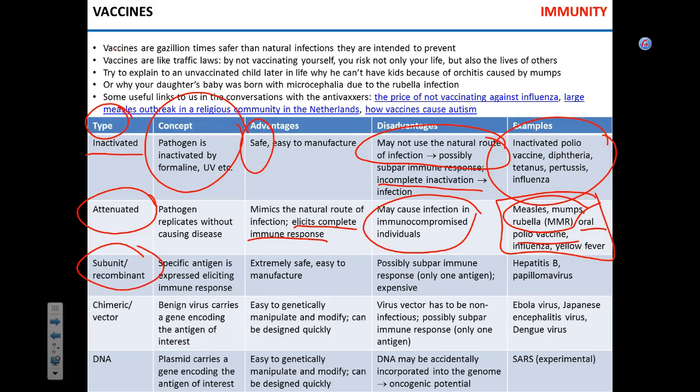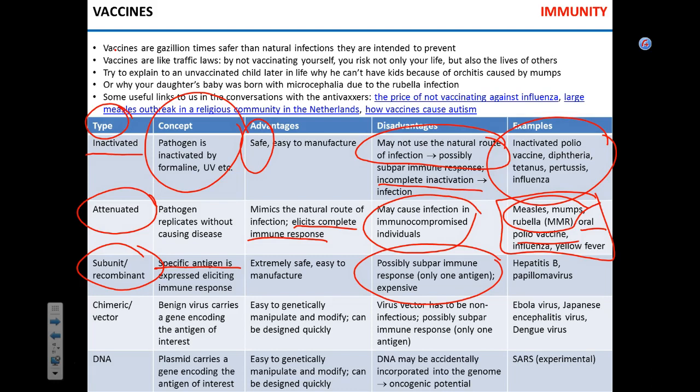Subunit or recombinant. So take a pathogen, you isolate a specific antigen from it, and you express just one antigen. Does that make sense? Just one protein, for instance. Super safe, the safest vaccines, because it's just a protein, nothing else. You eat, you get proteins in your system every day, okay? Immune response depends, can be not optimal. Usually requires multiple booster immunizations. Expensive.